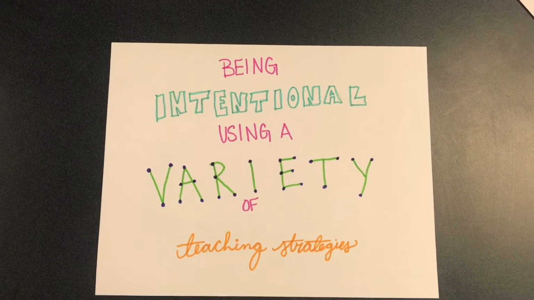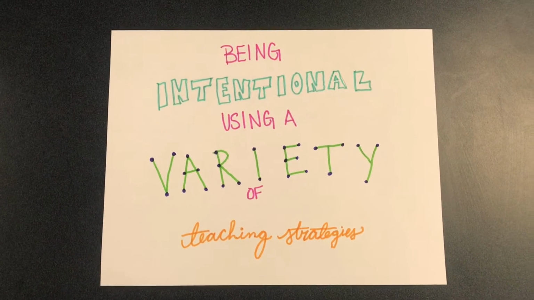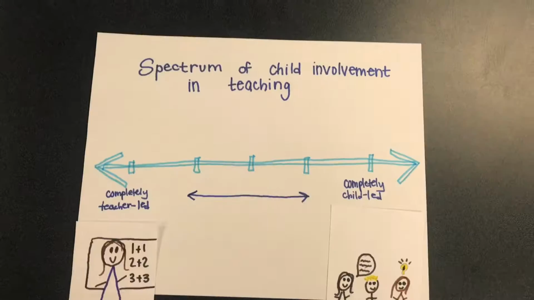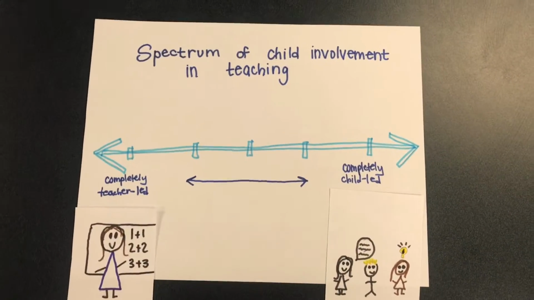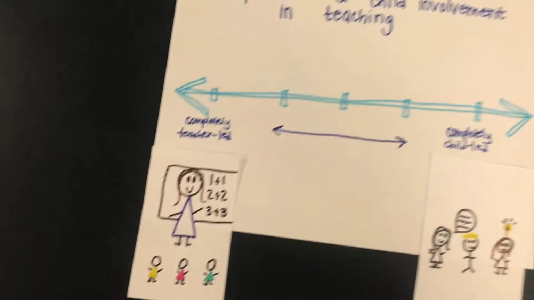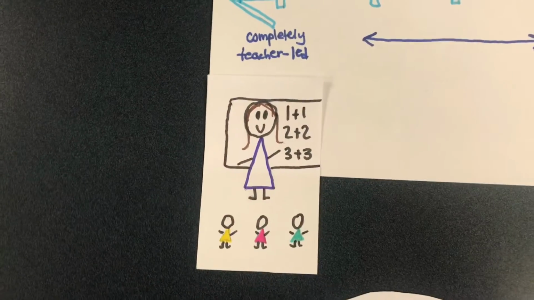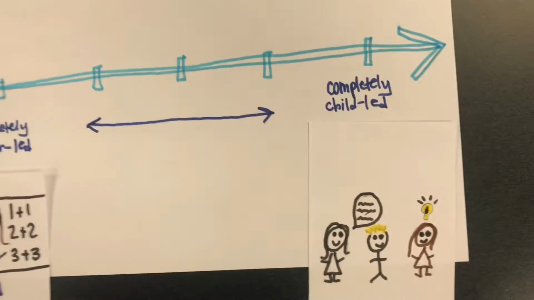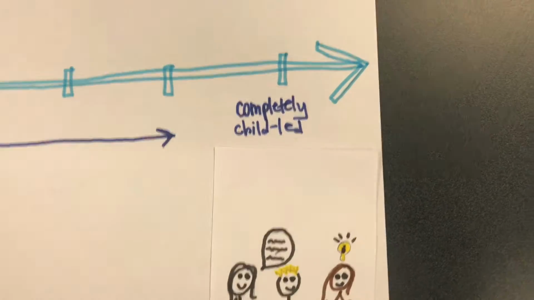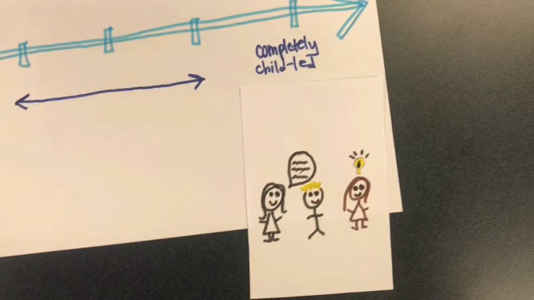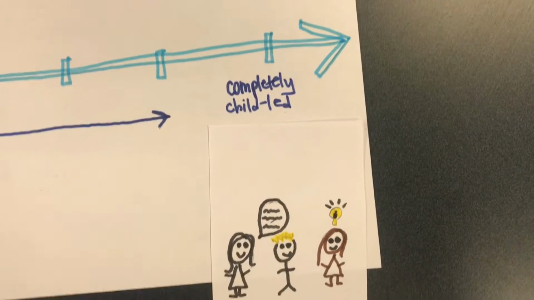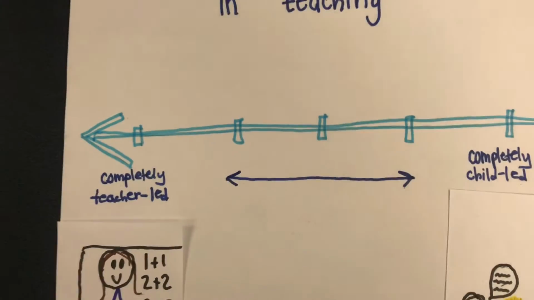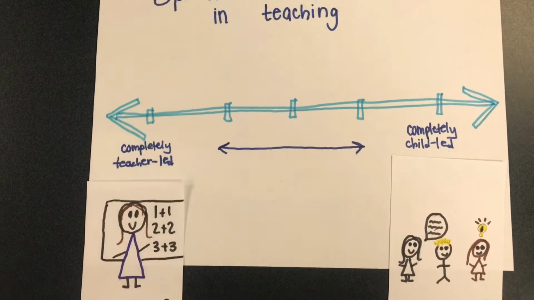Today we're going to talk about being intentional using a variety of teaching strategies, specifically using developmentally appropriate practice in the classroom. When teaching, there's a spectrum of child involvement in the classroom. Some activities are completely teacher-led. These are usually called direct instruction. As we move over the spectrum, we get to completely child-led activities. These are often referred to as inquiry activities or project-based activities. Teachers can also fall somewhere in the middle when they are doing their activities.